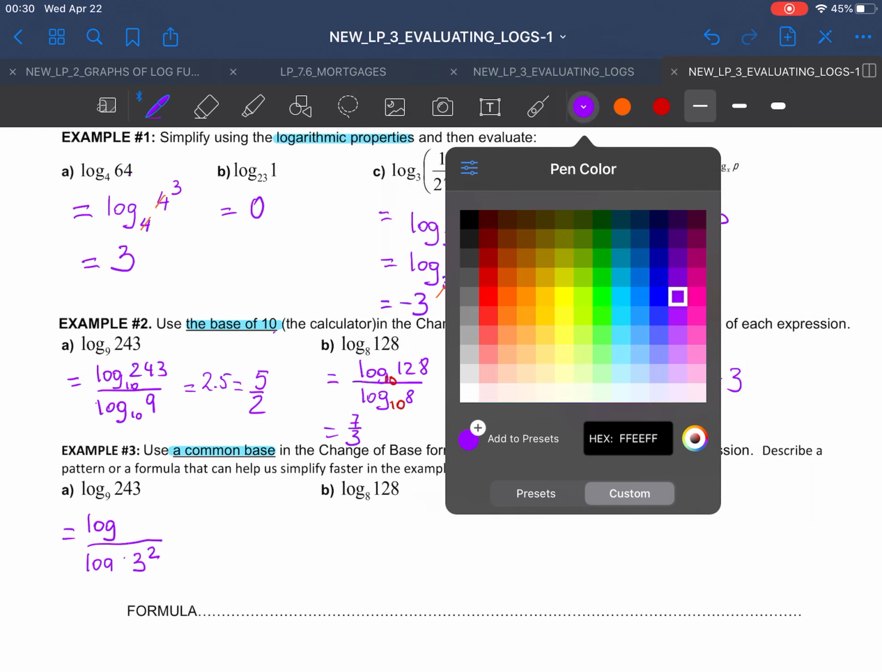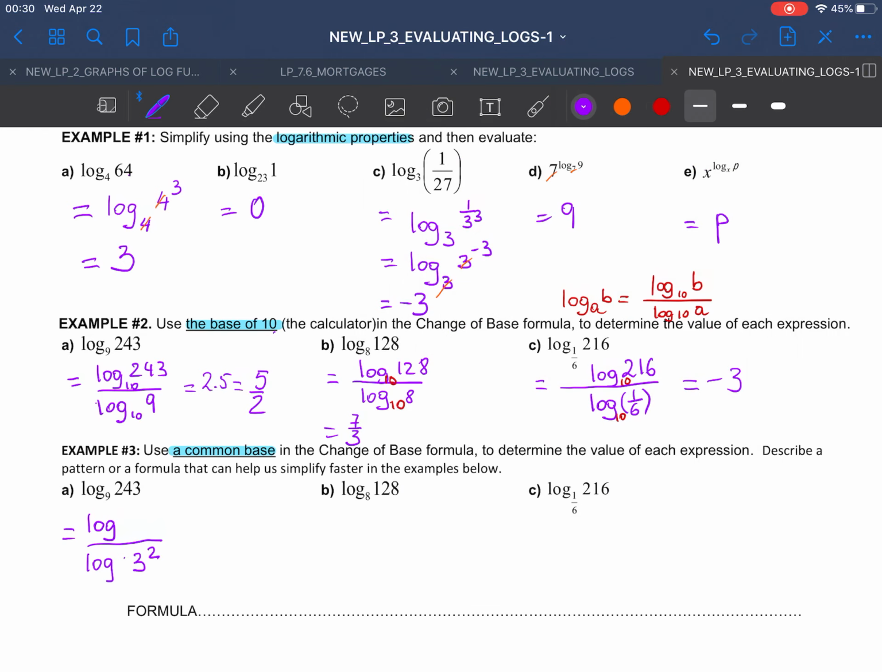Okay, and number 243 can be written as an exponential number with base 3 as well. So I'll write 243 as an exponential number with base 3. That would be 3 to the power of 5.